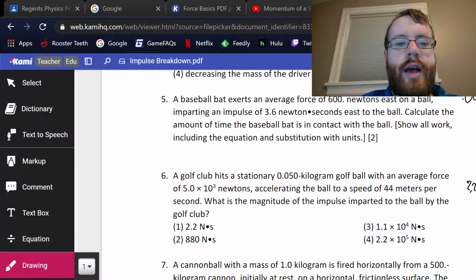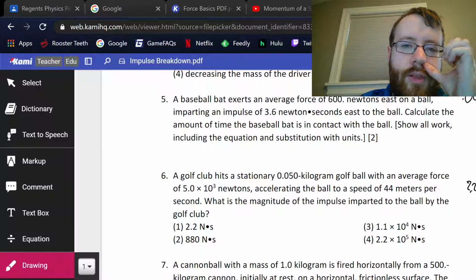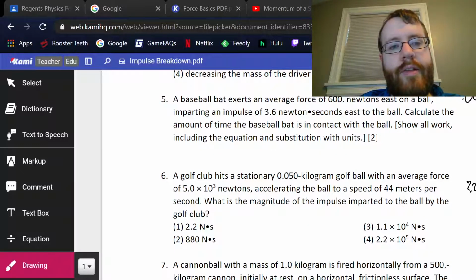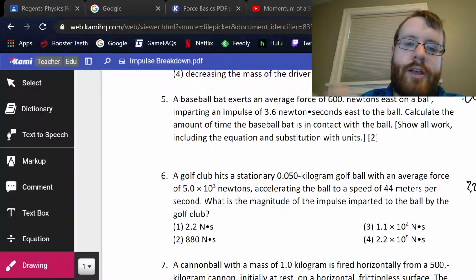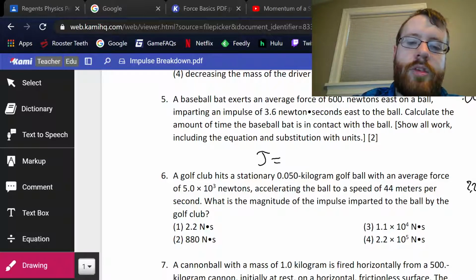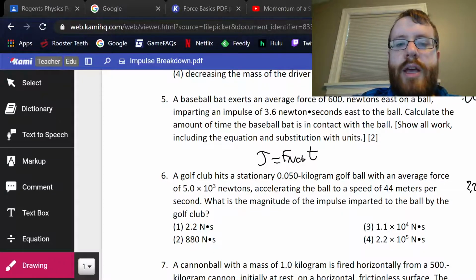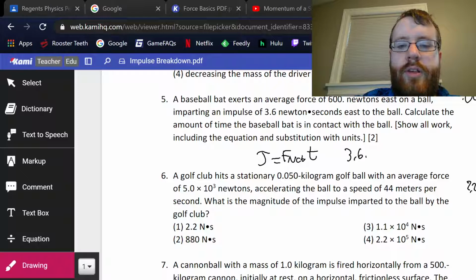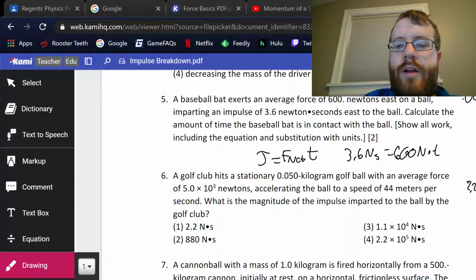Okay, next one, we have a force on a ball that is imparting an impulse, and then it's asking us to calculate the time that we have. So I would use this part of the formula, where J is our 3.6 Newton seconds. Our net force is 600 newtons times time. So I just divide both sides by 600, and if I do that, I get 0.006 seconds.